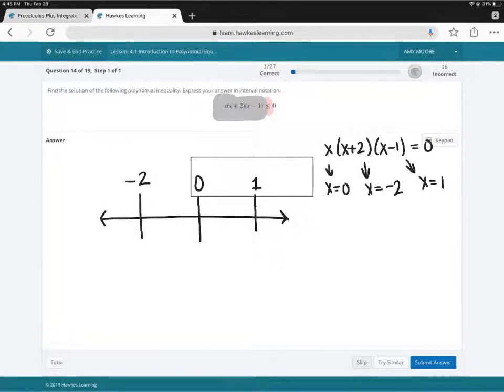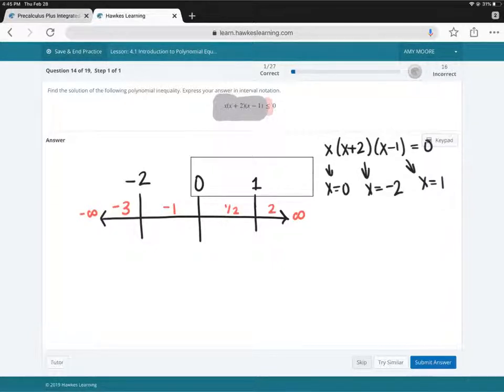Now within each interval, each piece of the number line where I've broken it up, I need to find a test value. So negative 3 would be a good test value for that region, because this thing is going off to negative infinity. The next one, negative 2 to 0, a good test value in that would be negative 1. And then the next one from 0 to 1, I would pick 1/2. You have to pick a fraction, so 1/2 right in the middle. And then from 1 off to infinity, I would go ahead and pick 2.